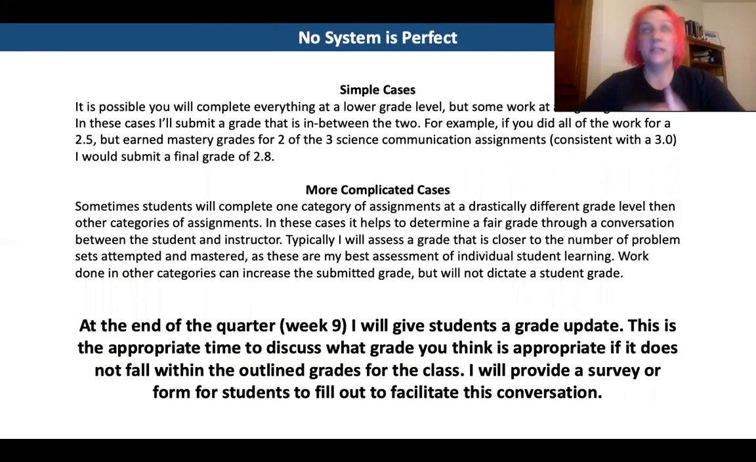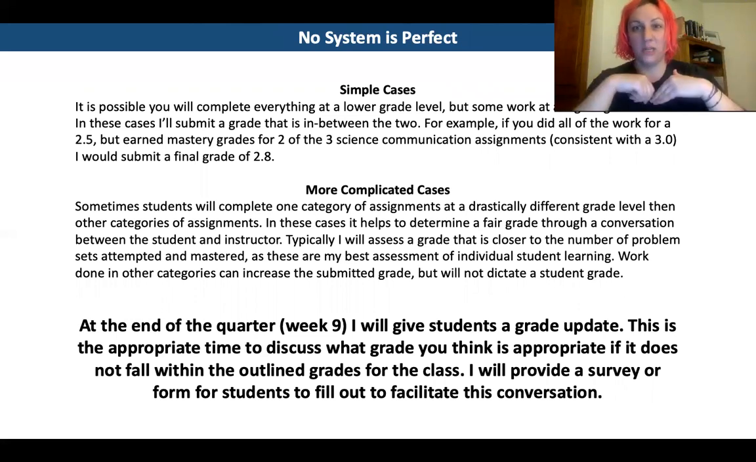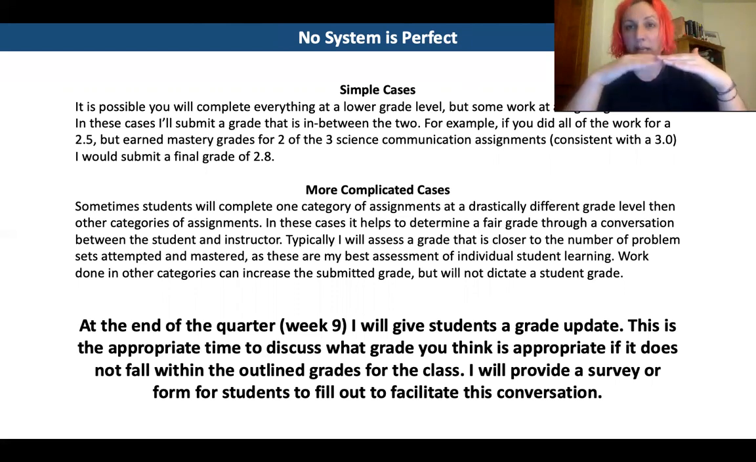So in general, how things shake out usually works out pretty well at the end of the quarter, but there's never a perfect system. And so sometimes we'll have cases where students don't fit nicely into the grade categories that we have for the work they've done. Simple cases are where a student does all of the work to get one grade and only some of the work to get the next level of grade. And so what I do in those cases is I just give them the grade in between. So let's say you do everything to earn a 2.5, but not all of the assignments to earn a 3.0. Then I would give you a 2.8 in between.